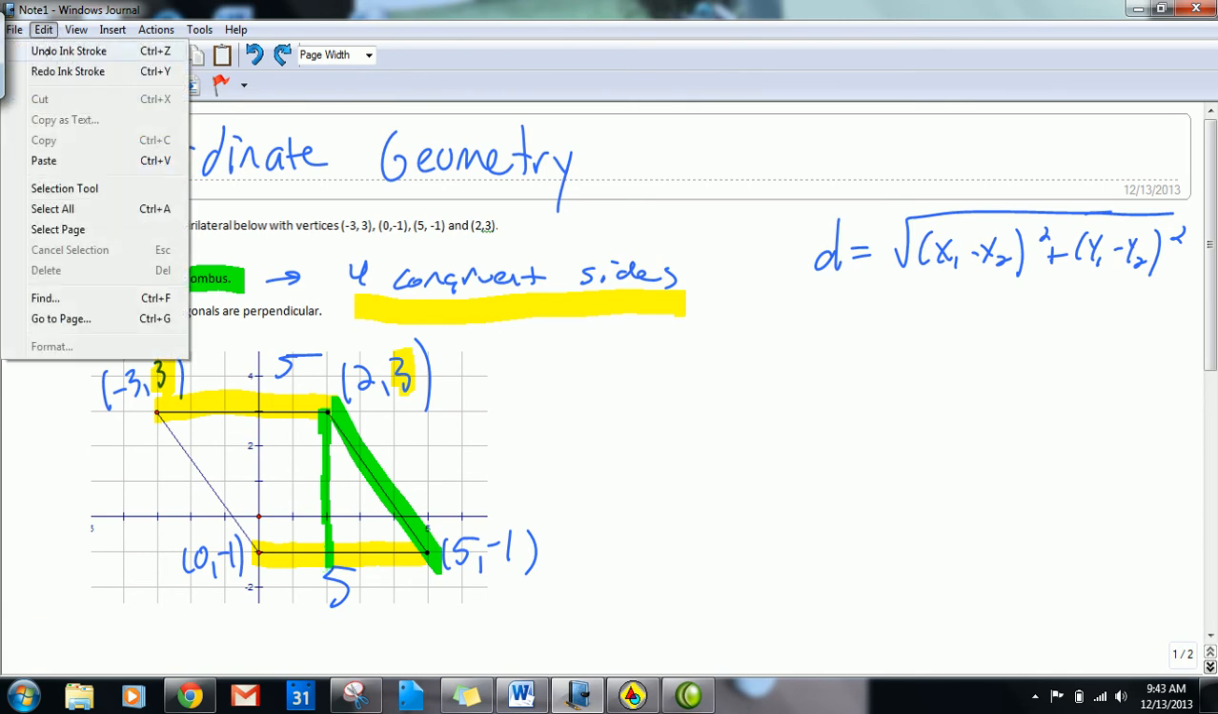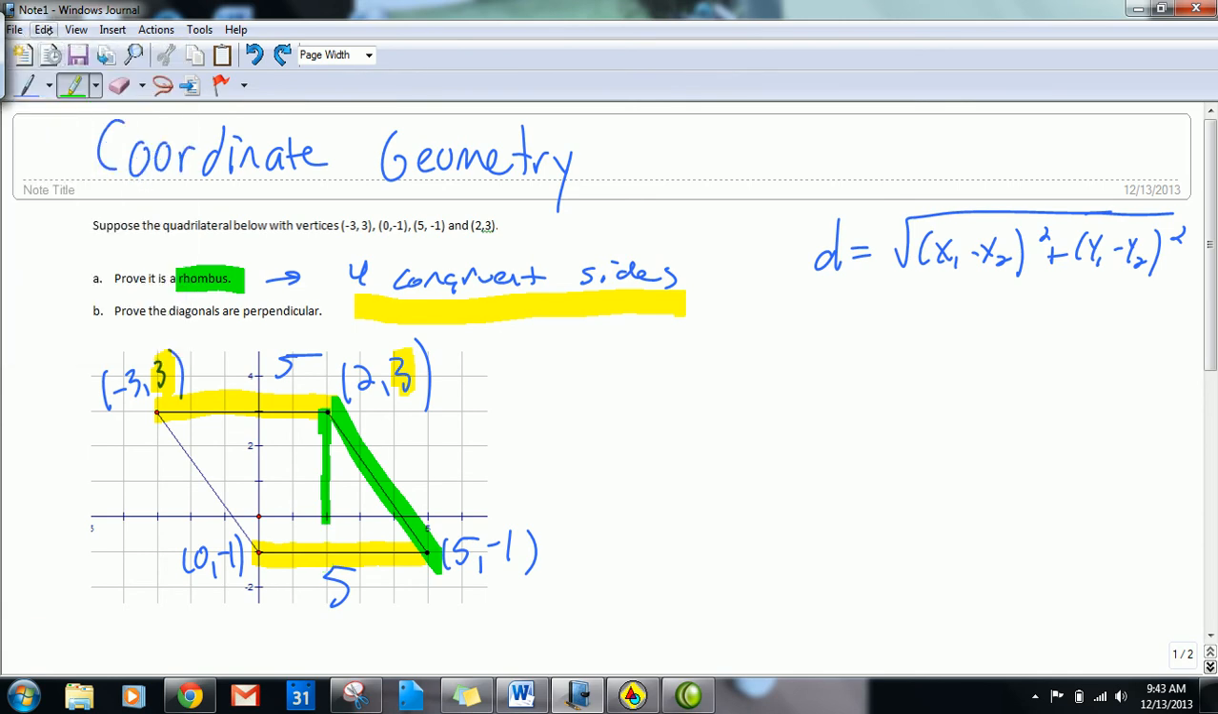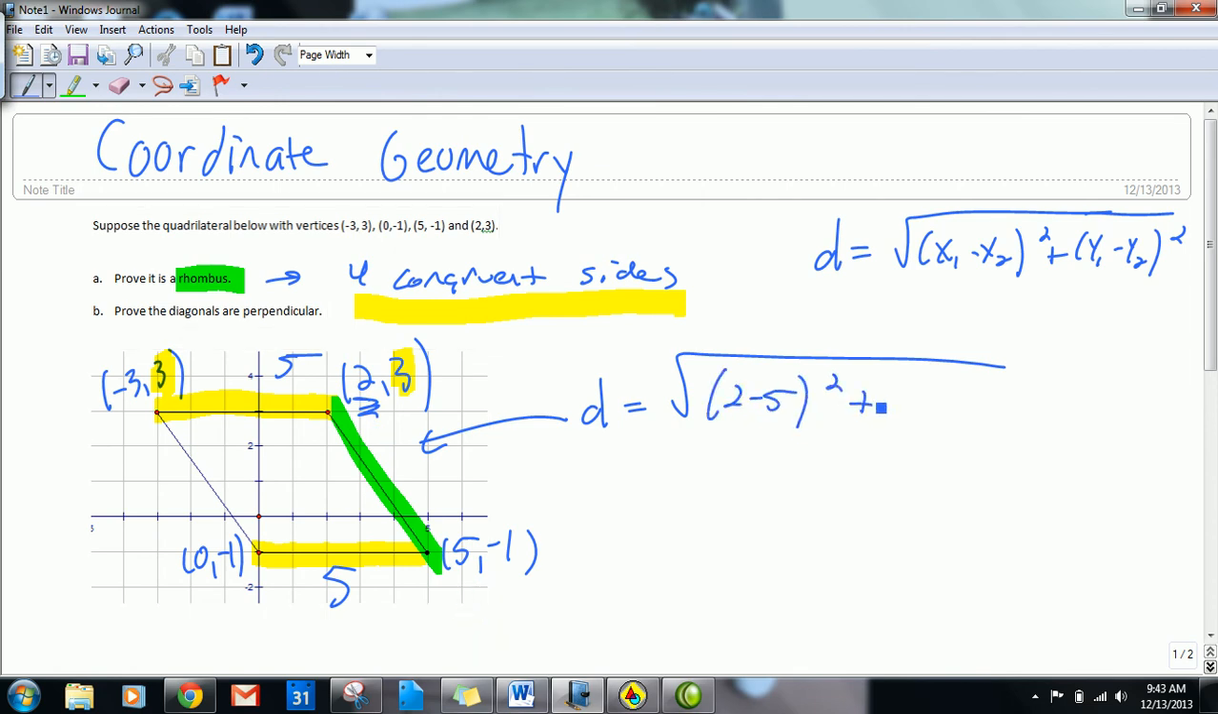So in order to use that, I just take the square root of, wow, that's rather annoying, sorry. To find this length, and hopefully it's going to be 5, I'm going to take the square root of the difference in the x's, so that's 2 minus 5 squared, plus the difference in the y's, that's 3 minus -1 squared.